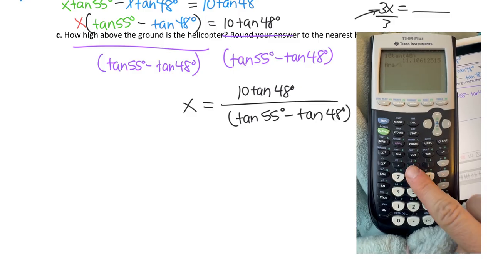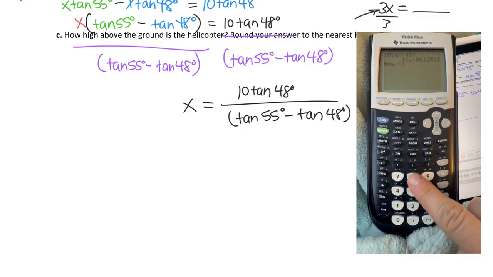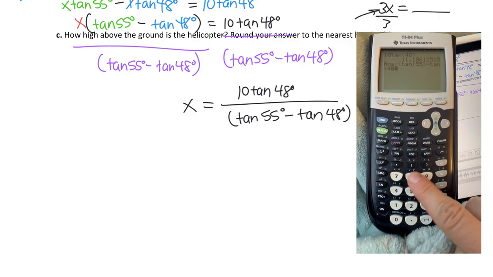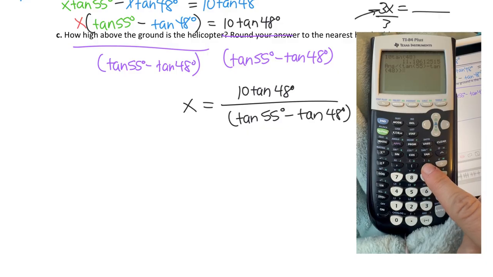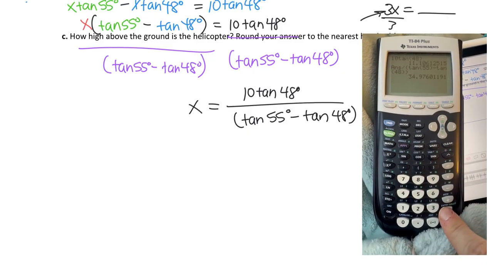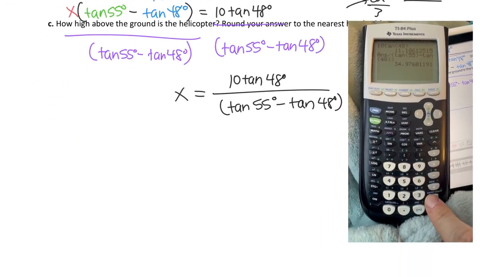And so to keep it in there, I'm just going to hit divide, parenthesis, tangent of 55 degrees, parenthesis, minus tangent of 48 degrees, and then you end the other parenthesis, and we get our answer.